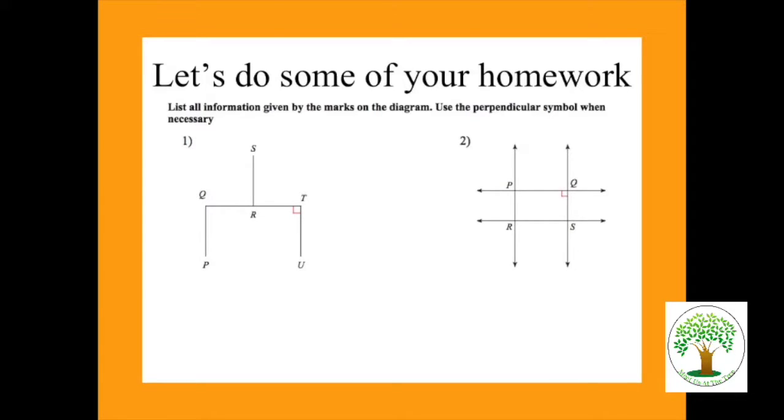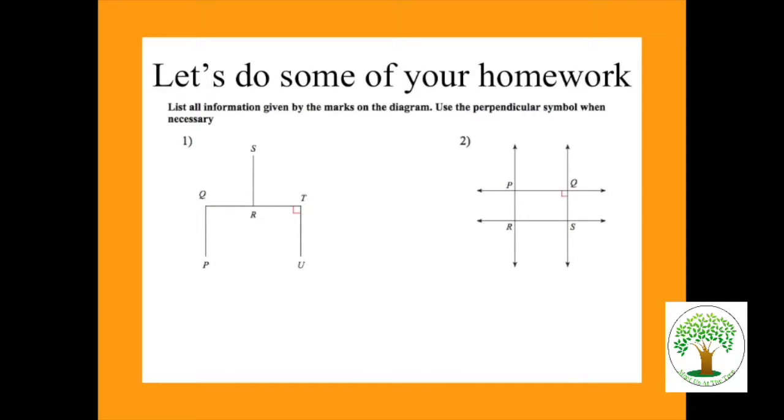It says list all information given by the marks in the diagram. Use the perpendicular symbol when necessary. And I'm going to show you what that perpendicular symbol is. These two only have perpendiculars. They don't have any congruence anywhere else. So what angle is perpendicular in the first number 1? What angle is 90 degrees, I should say? Angle T is 90 degrees.